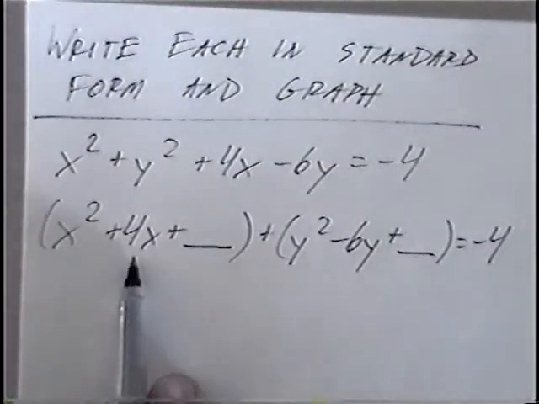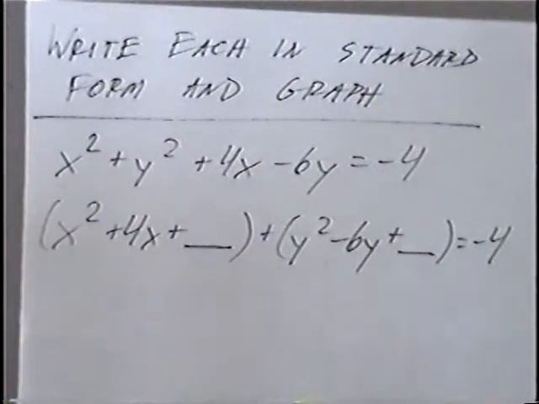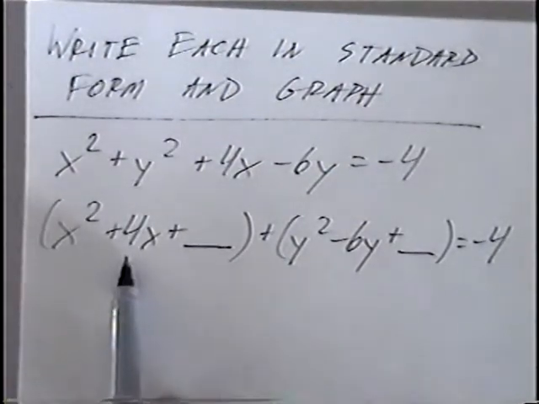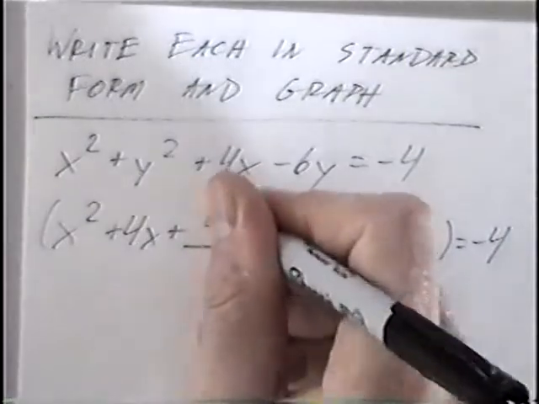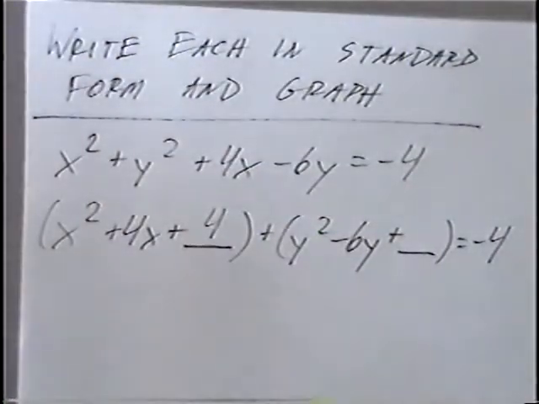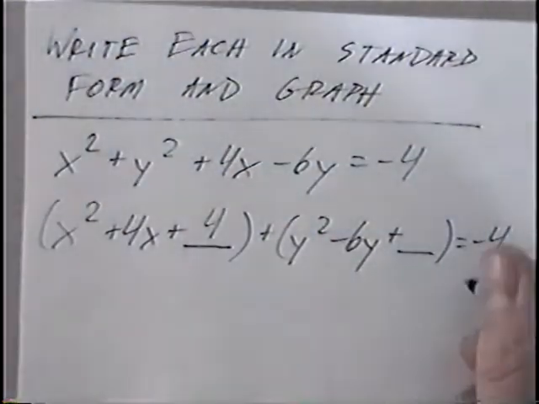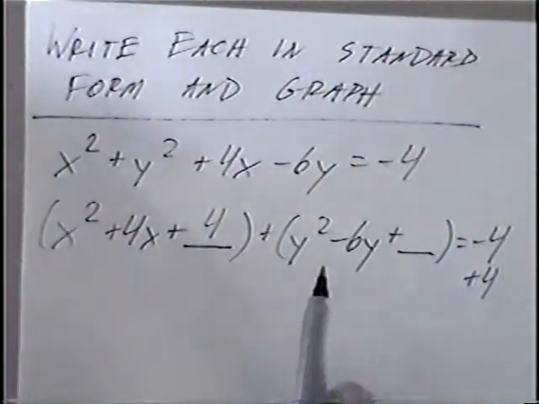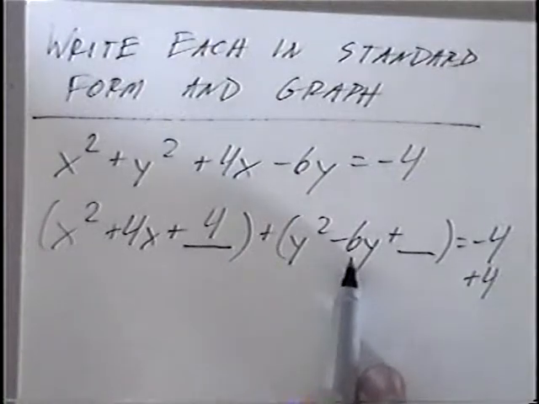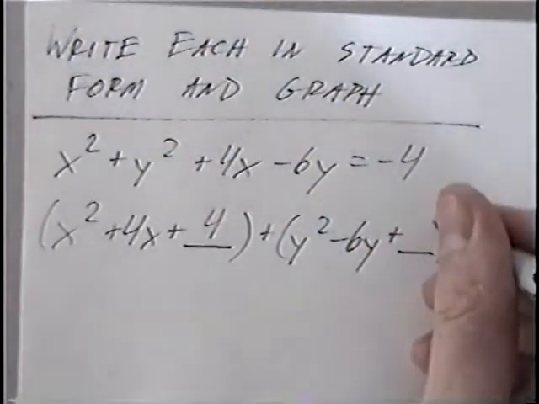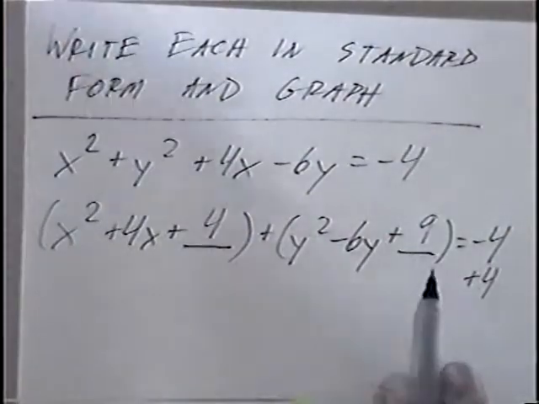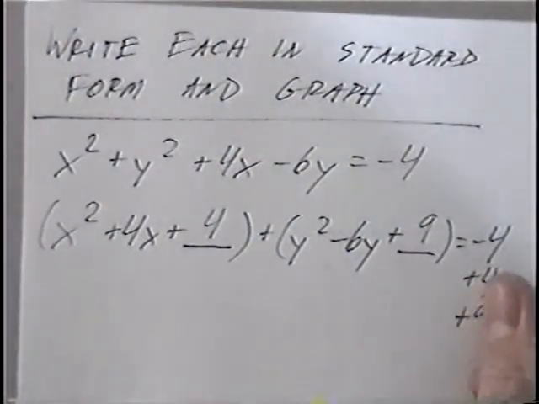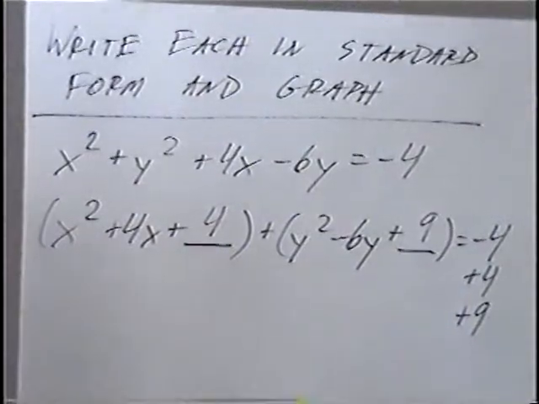Completing the square on the x, again we'll take the number, divide by 2, and square it. So 4 divided by 2 would be 2, and squared would be 4. Since we add 4 to one side, we'll add 4 to the other side. And also for the y value, negative 6 divided by 2 would be negative 3, squared would be 9. And if we add 9 to one side, we'll add 9 to the other side.